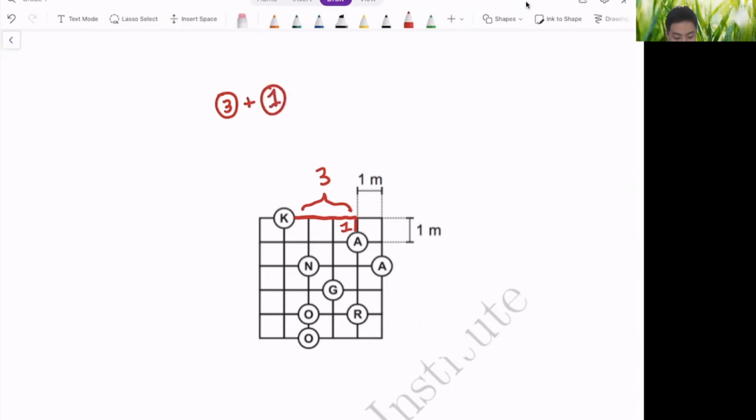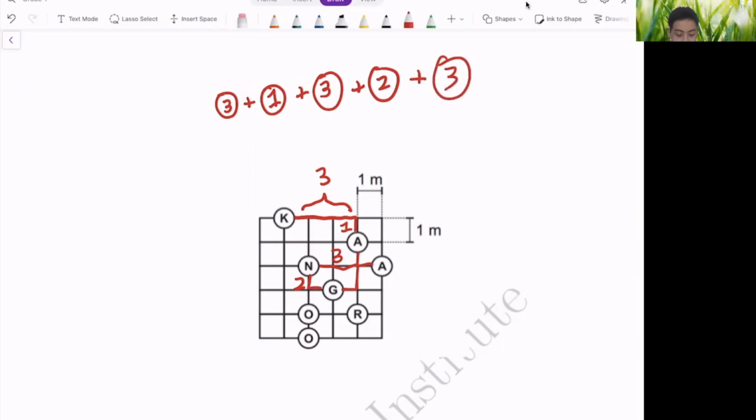And then from the A, we have to go to the N, since N is the third letter. So we have 1, 2, 3. So that's another 3. And then from N to the G, since G is the fourth letter, 4, 5. Okay, so that is 2. And then we go from the G to the A. So 1, 2, 3. So that is 3.